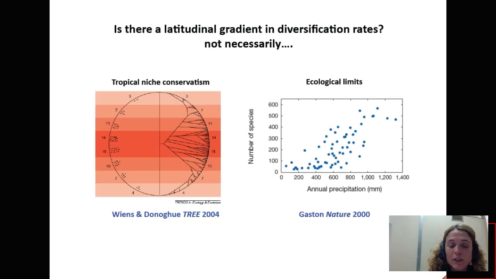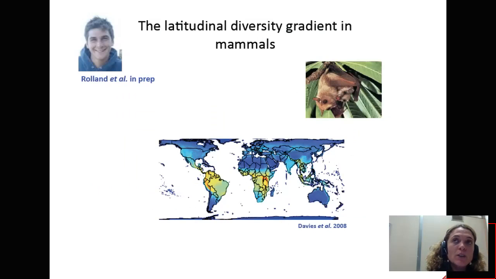And the other process that could explain a latitudinal diversity gradient without any effect on diversification rates is the hypothesis of ecological limits, where richness wouldn't be determined by diversification rates, but rather by the amount of species that we can pack in a given region. So maybe we can pack more species in the tropics than in temperate regions because there might be more habitats, or because of environmental variables, climatic variables, and so on. So that's what we wanted to test using the latitudinal diversity gradient in mammals.